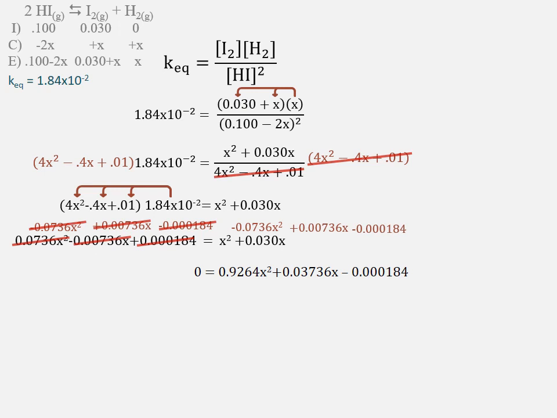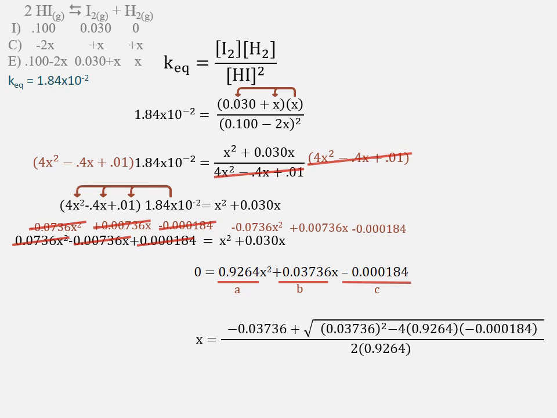Now I've got an x squared term, x term, and non-x term. The x squared term is my a value. The x term is my b value. And the non-x term is my c value. And that will all go into my quadratic equation.